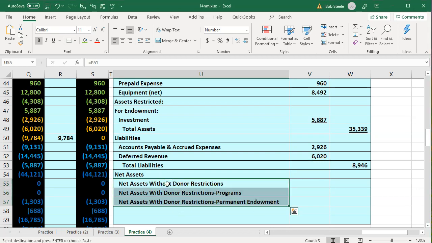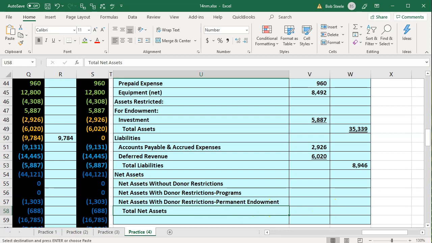If we had not yet done the closing process, then we could do this in this format. You could say, okay, I'm going to start with the statement of financial position, and I'm going to basically put in the net assets first, and then go to the statement of activities if I need that in order to break out the breakout between the with and without restrictions.